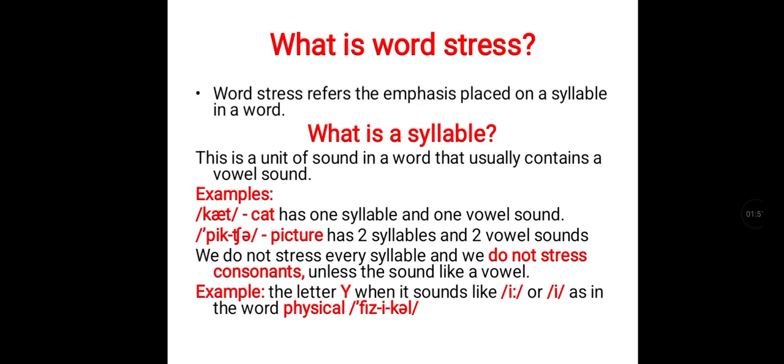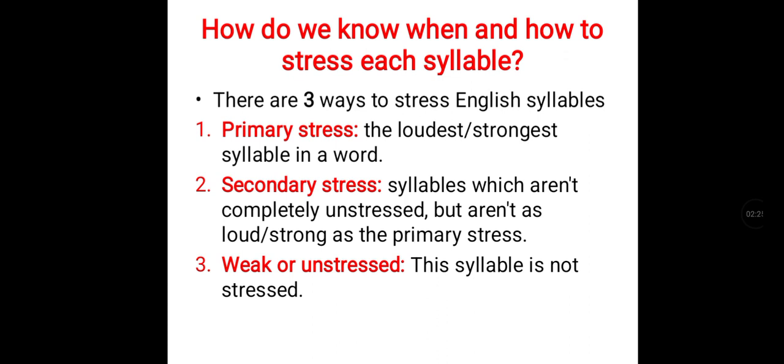The word picture has two syllables and two vowel sounds. So we do not stress every syllable and we do not stress consonants unless they sound like a vowel. Example, the letter Y when it sounds like E, as in the word physical, then that can be stressed. How do we know when and how to stress each syllable?